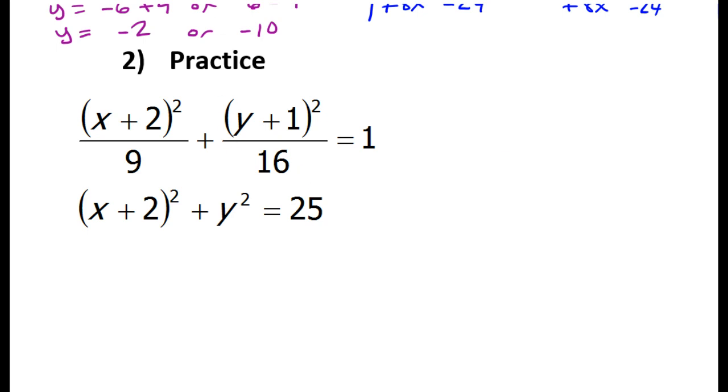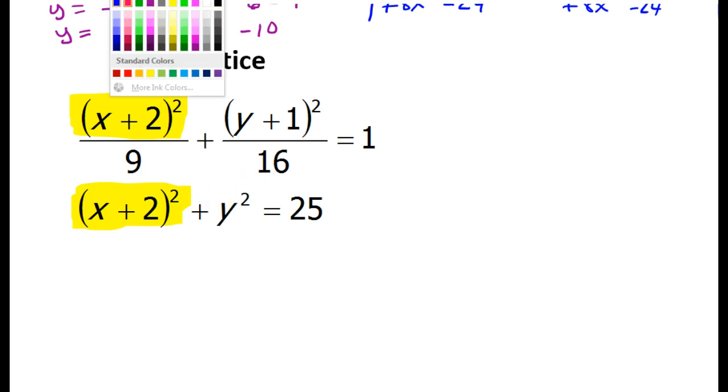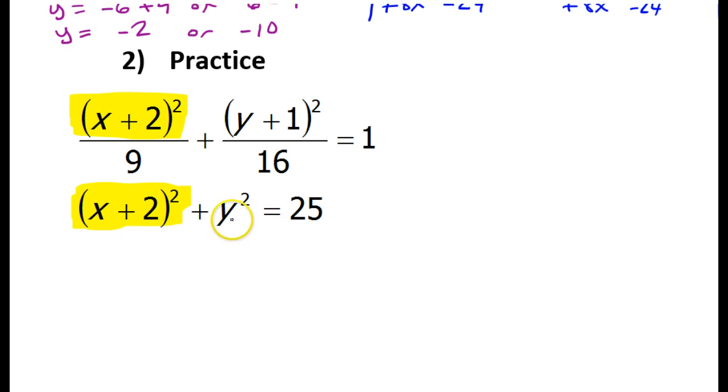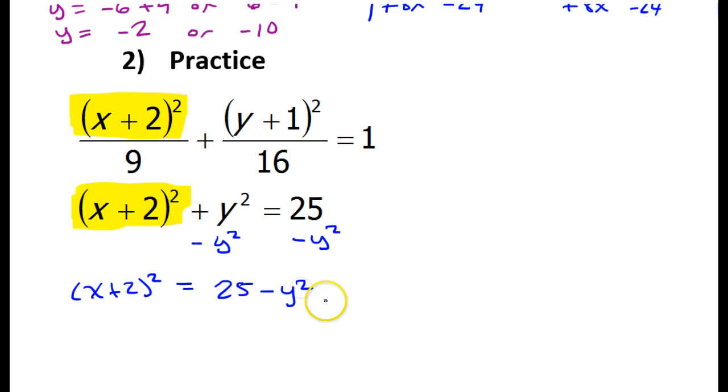We're going to do substitution, which works nicely on a problem where you have part of it that's the same. See how I have this x plus 2 squared, and then down here I have x plus 2 squared again? That's a great time to do substitution, because I can rearrange this problem to get the x plus 2 squared by itself very easily. I can just subtract y squared from both sides. That gives me x plus 2 squared is equal to 25 minus y squared.